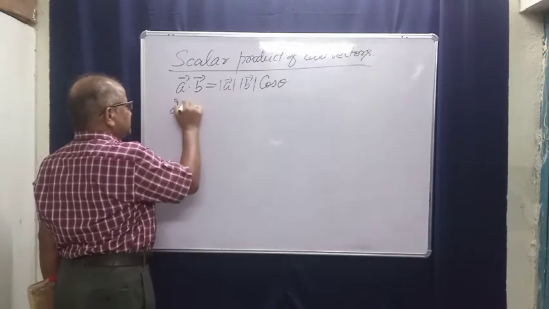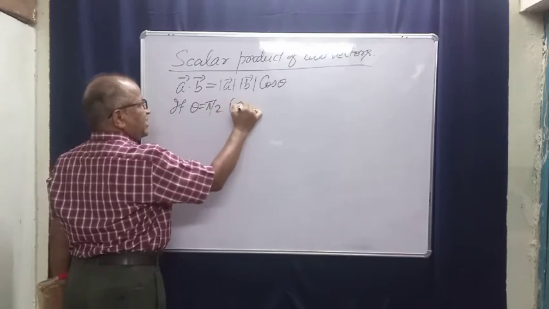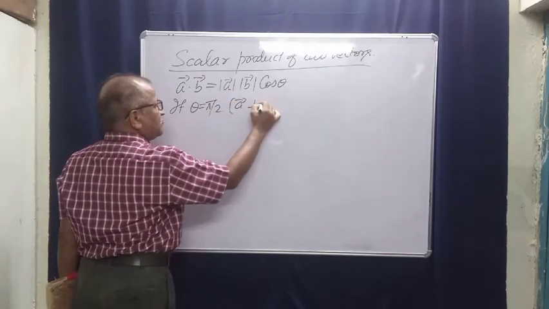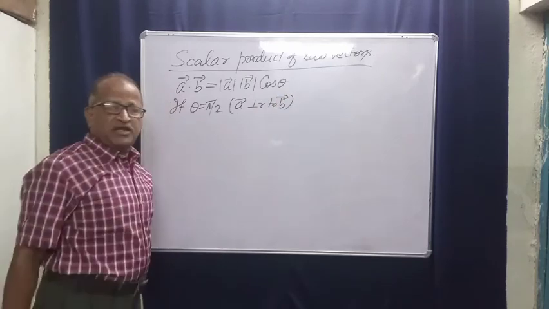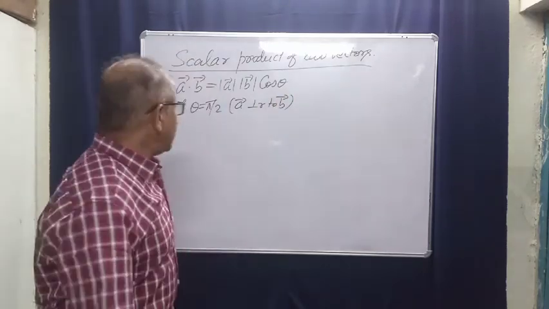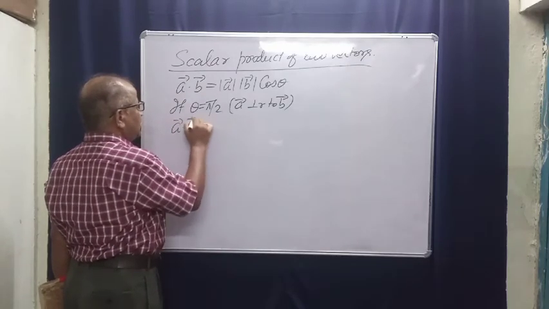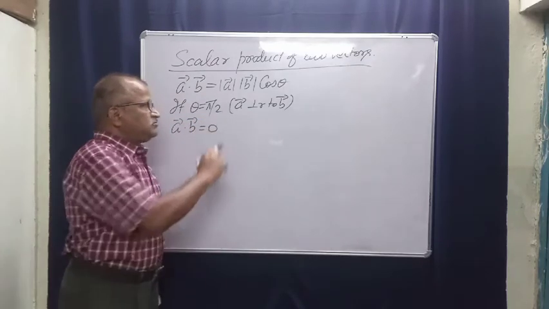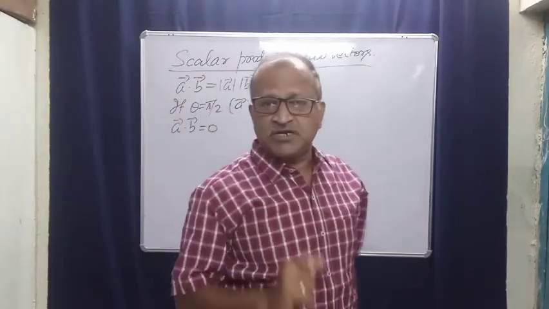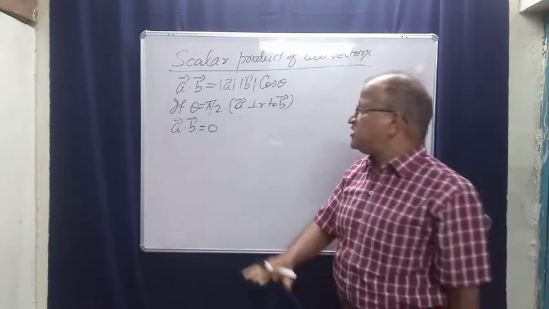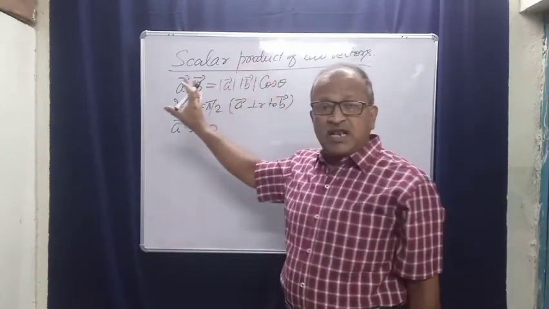Special cases: if theta is equal to pi by 2, that means A and B are perpendicular. A is perpendicular to B, then theta is pi by 2. Here A dot B will be equal to 0. You see, this is a scalar quantity. Magnitude of A is a scalar quantity, magnitude of B is a scalar quantity, and cos theta is a scalar quantity. So this result is a scalar quantity.